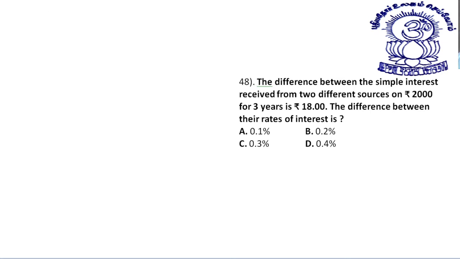Let's look at the next one. The difference between the simple interest received from two different sources on 2000 for 3 years is 18. The difference between their rate of interest is? Let's say in the first case the rate is R1, in the second case the rate is R2. Now the interests are I1 and I2. We are given I2 minus I1 as 18.